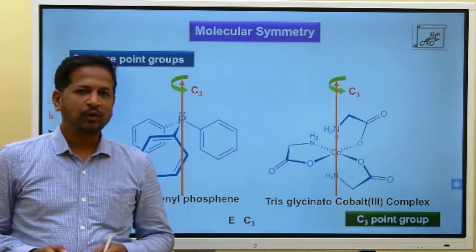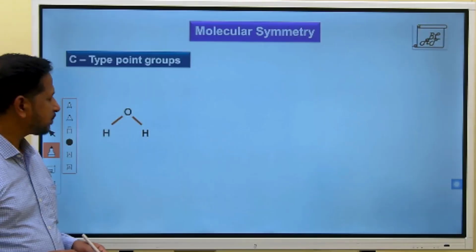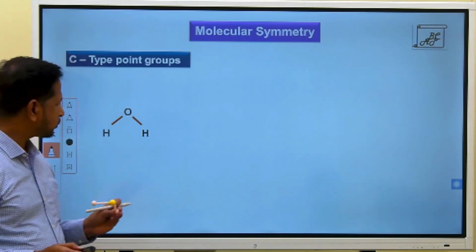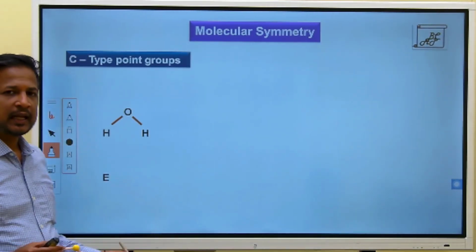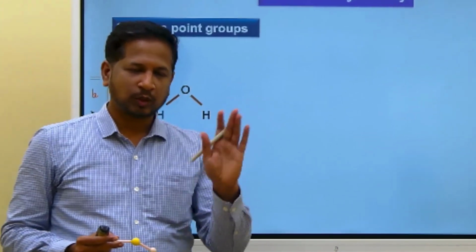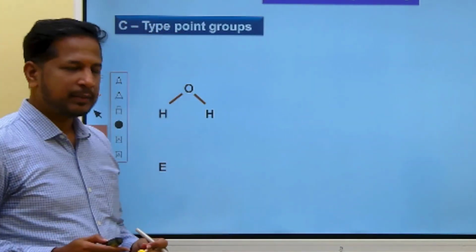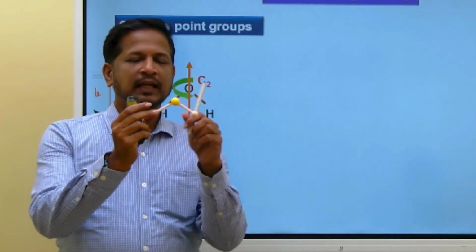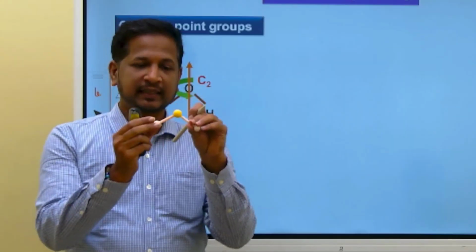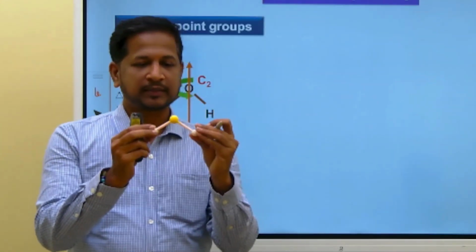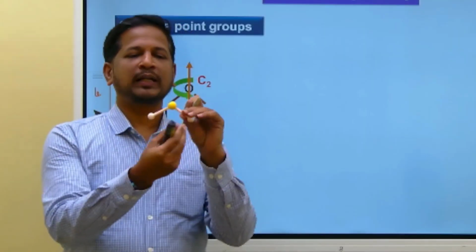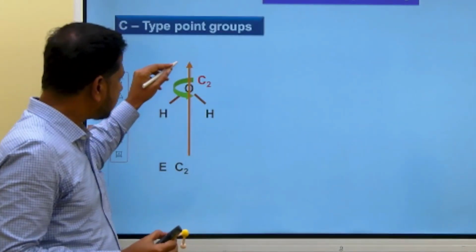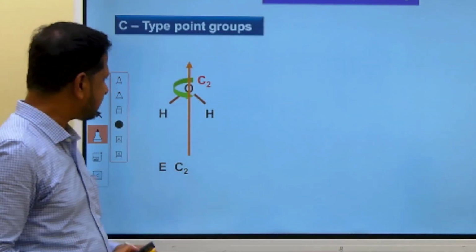To understand the C type of point groups, let's see some more examples. Let's see the example of the H2O molecule, which is the simplest molecule. In this H2O molecule, the identity element is present. As the identity element is present in all molecules, apart from the identity element, there is a C2 rotational axis. That means if we pass an axis through this and rotate the molecule through 180 degrees, we will get an indistinguishable image. If we rotate the molecule once again through 180 degrees, we will get the identical image. That means a C2 proper rotational axis is present in this molecule.